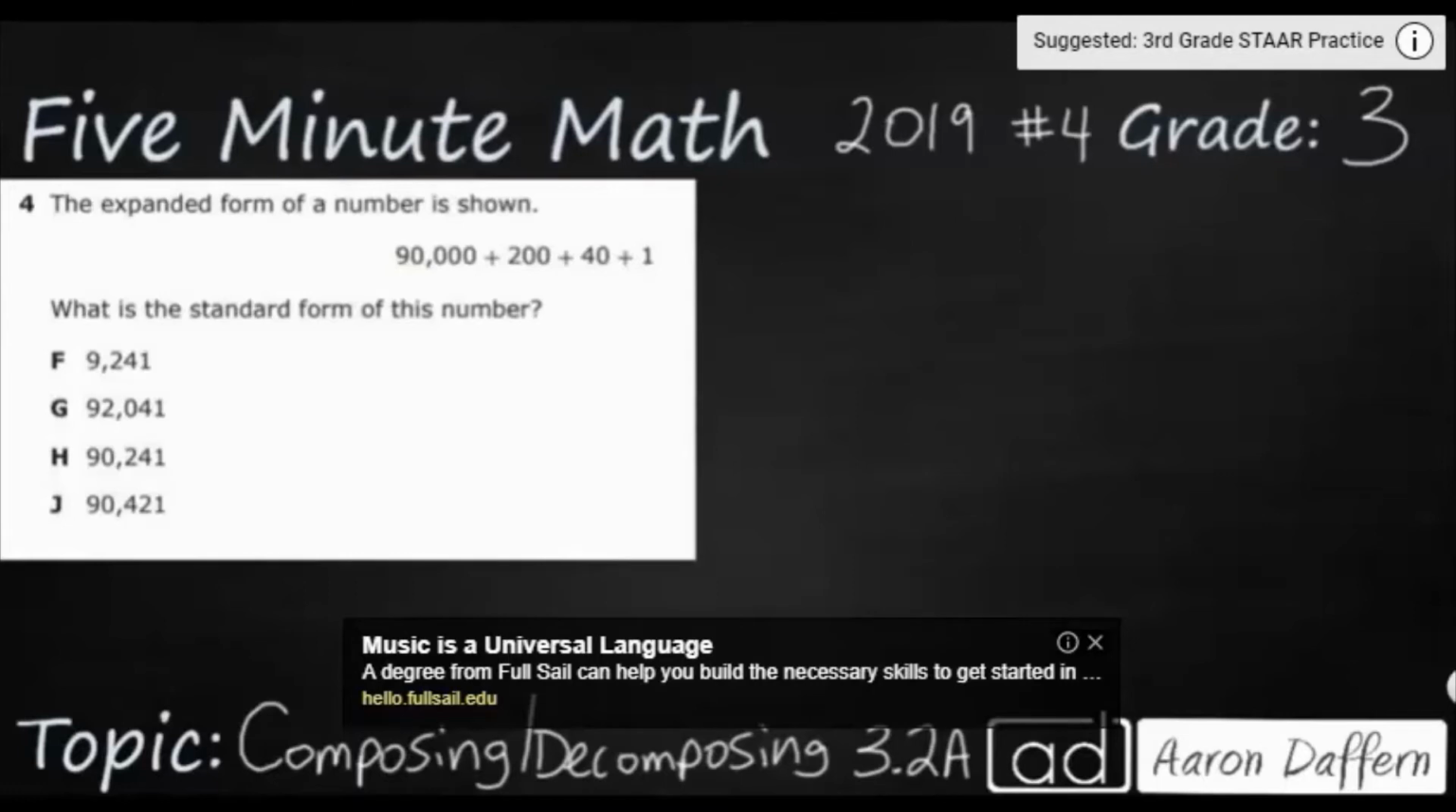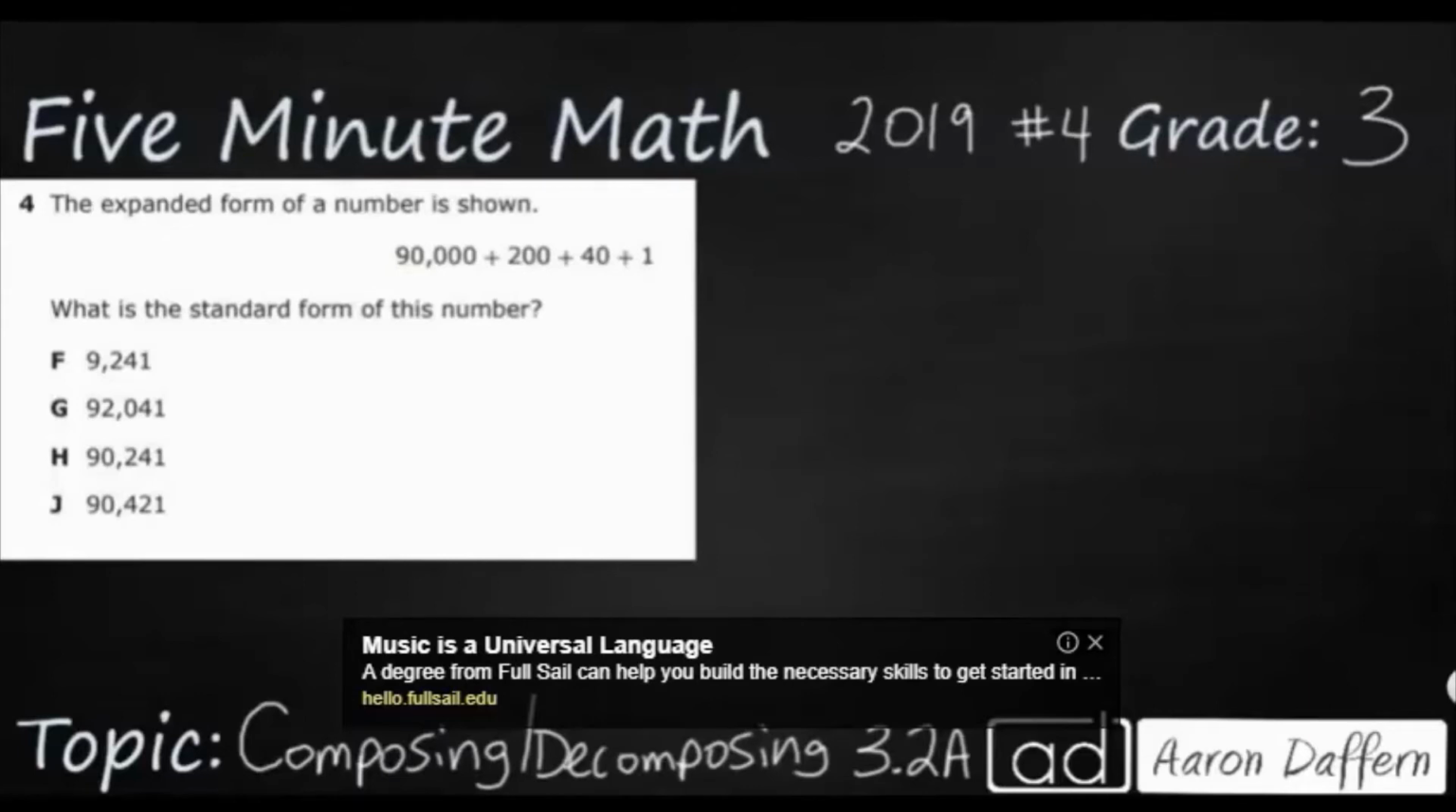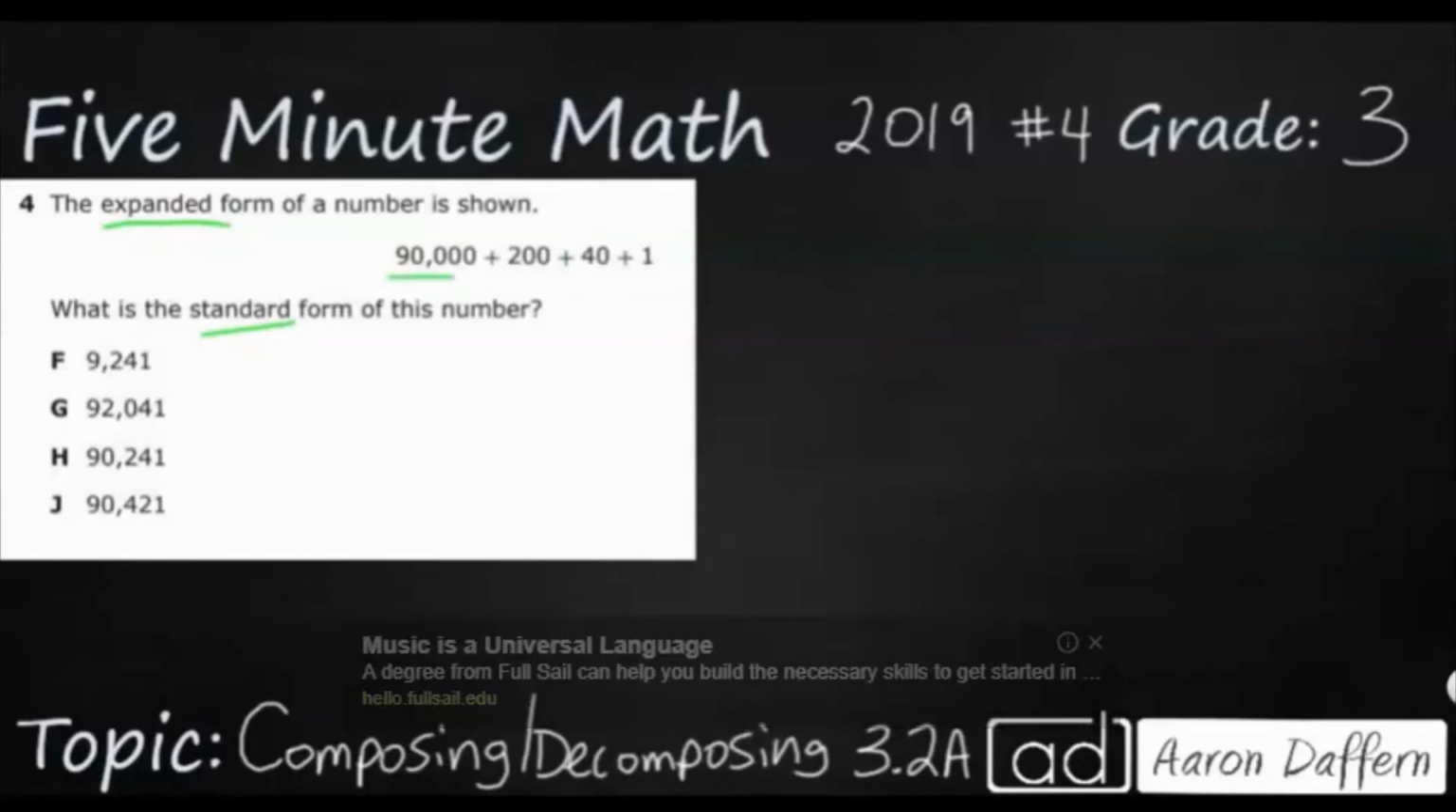All right, so we need to find the expanded form, and we have 90,000 plus 200 plus 40 plus 1. So we have the expanded form. What we need is the standard form. And so remember that the expanded form is when you have the number showing as a sum of each value. So we've got 90,000, and then 200, and then 40, and then plus 1.